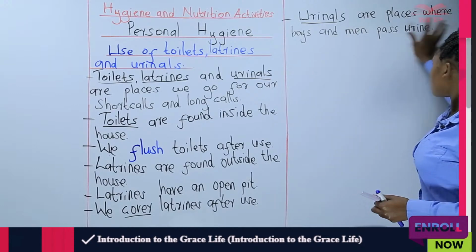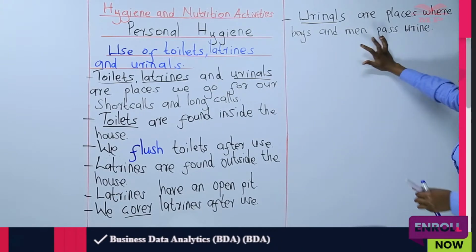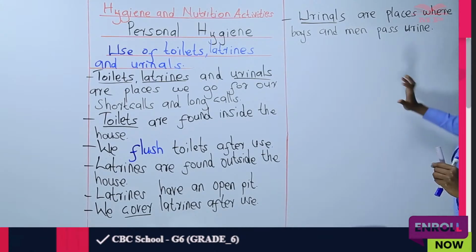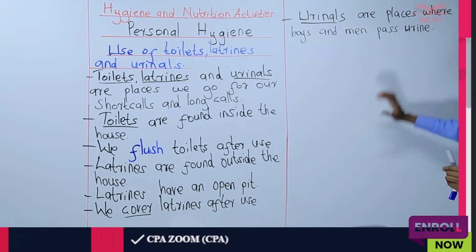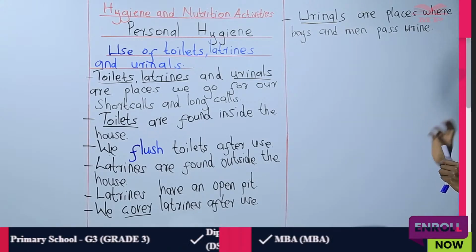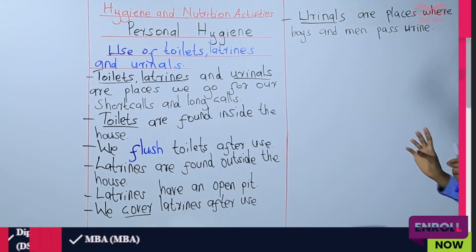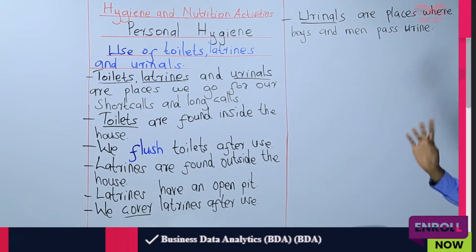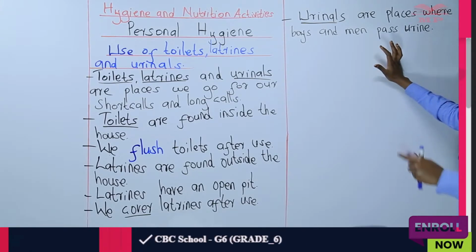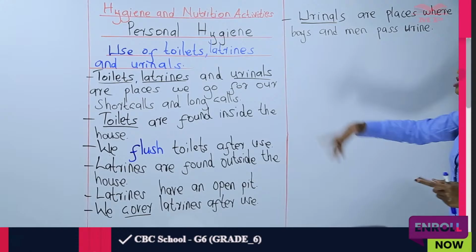So urinals are places where boys and men pass urine. It is strictly for boys and men, and they are only supposed to pass urine in the urinals. You cannot go for long calls in a urinal. You only go for short calls in a urinal, and boys alone and men are the ones who use urinals. Girls can use a toilet or a latrine.